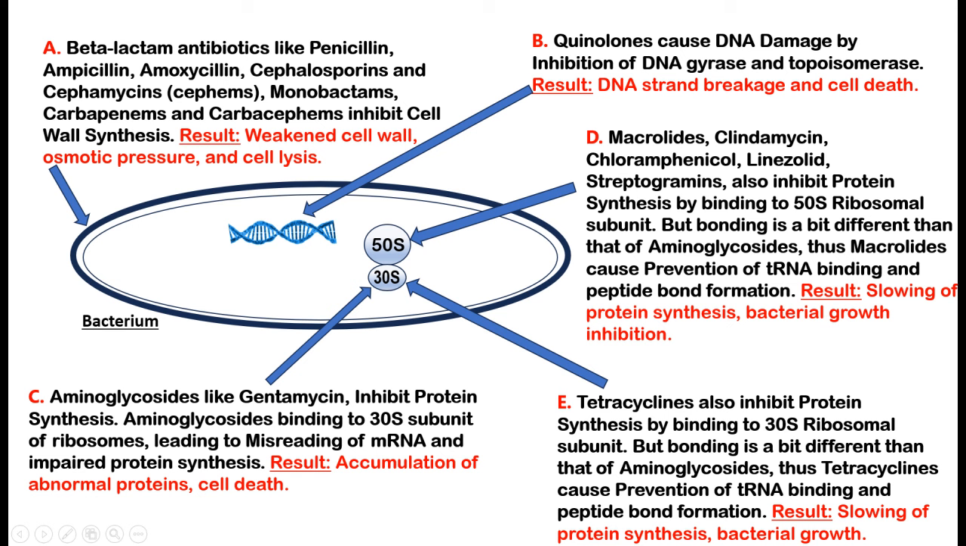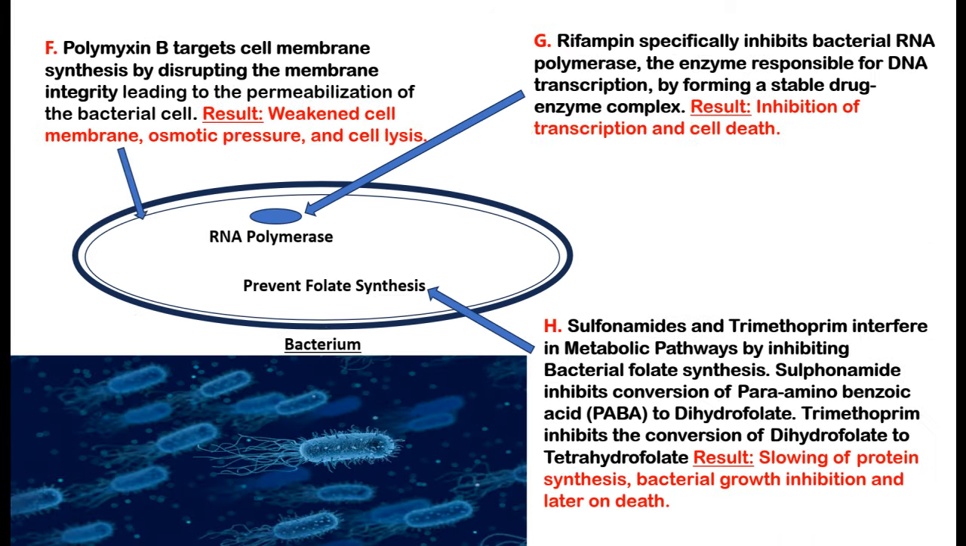Tetracyclines also inhibit protein synthesis by binding to the 30S ribosomal subunit. But the binding is a bit different than that of aminoglycosides. Thus, tetracyclines cause prevention of tRNA binding and peptide bond formation. Result: slowing of protein synthesis, bacterial growth inhibition.